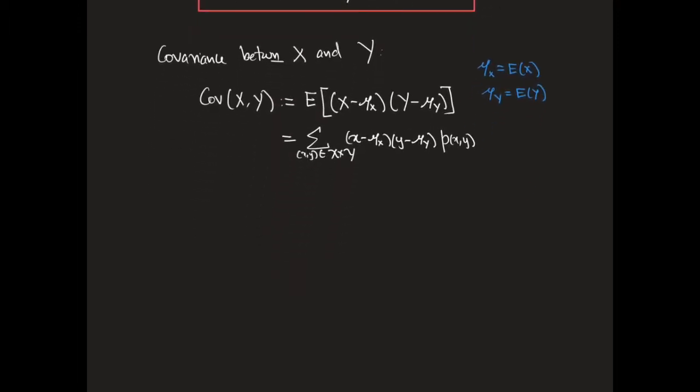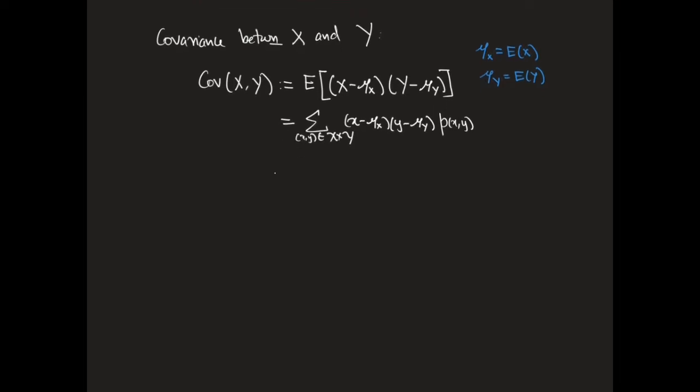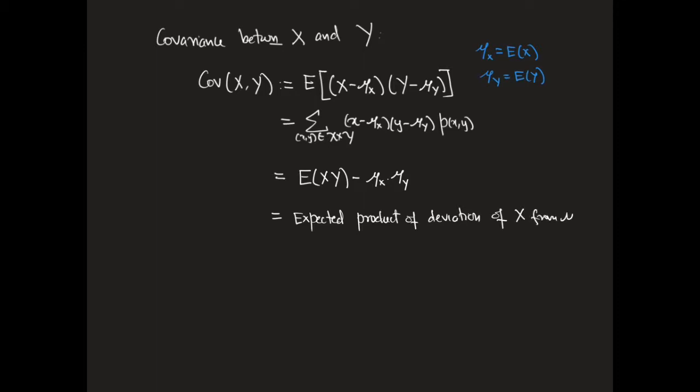There is a nice shortcut formula to calculate the covariance, which is the expected value of x times y minus the expected value of x times the expected value of y. To summarize, the covariance is the expected product of the deviation of x from its expected value mu x and y from its expected value mu y. So depending on whether the covariance is positive or negative, we would have a positive relationship between x and y or a negative relationship between x and y.